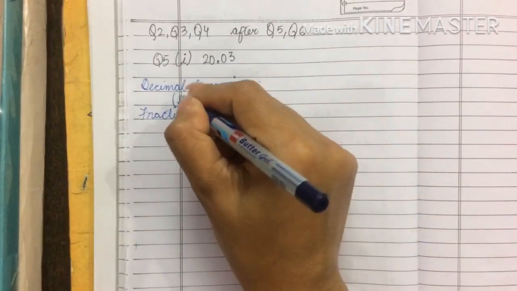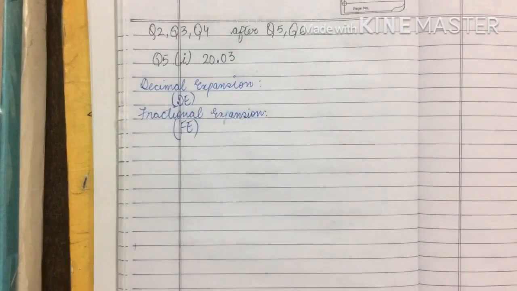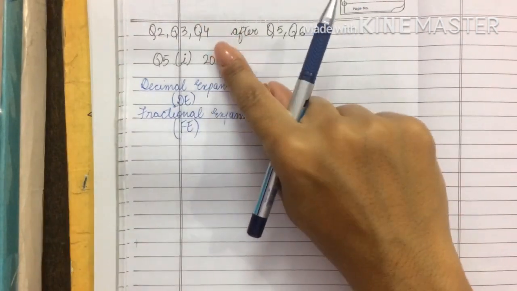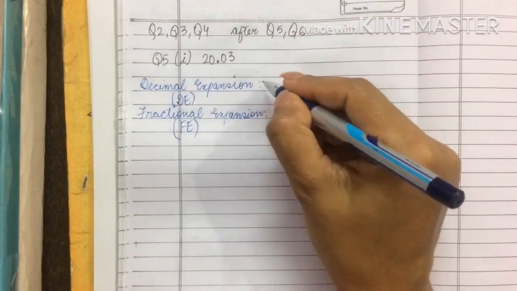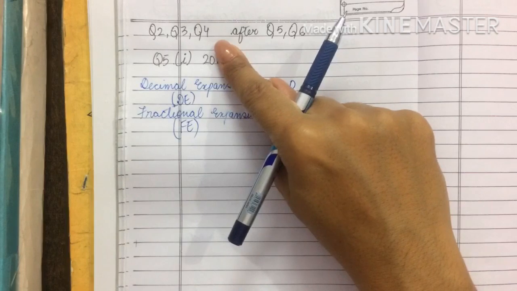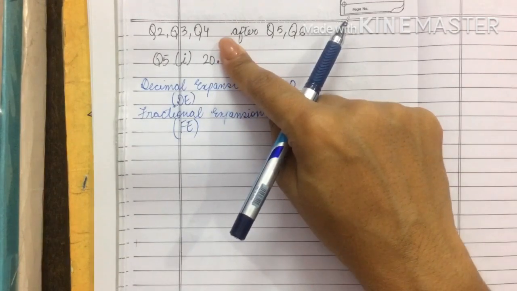So I'll be writing capital DE for the decimal expansion, capital FE for the fractional expansion. And how do we do that? For the decimal expansion, I will start with my whole part, ignoring the decimal part for 20. The expansion will be 20 plus 0, just for this part. You can ignore the 0 if you want.